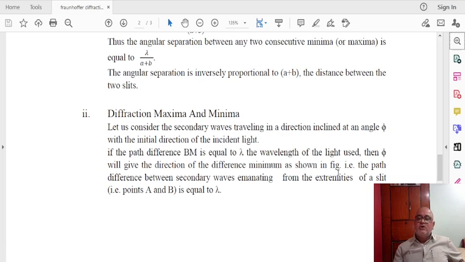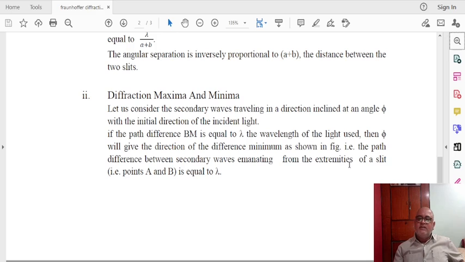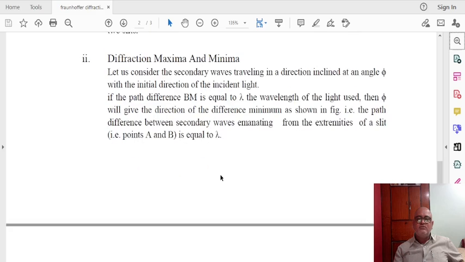Therefore, you have to draw the figure on a separate page, and when you are watching the video, put it in front of you, and then you will get the idea about the figure. It is nothing but the path difference between the secondary waves emanating from the extremities of the slit at its points A and B, and it is equal to lambda.